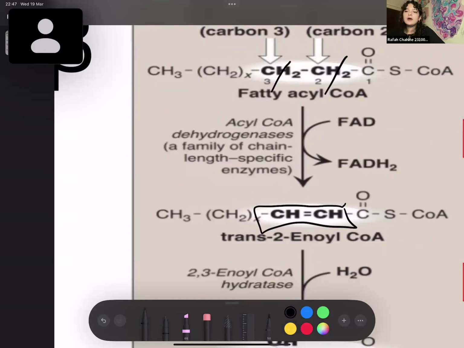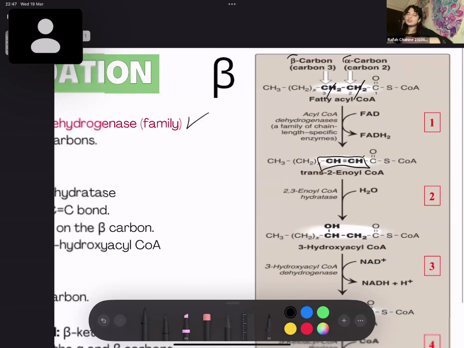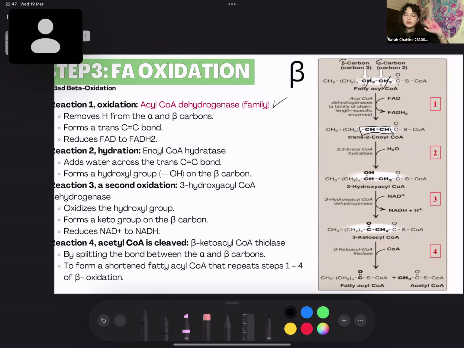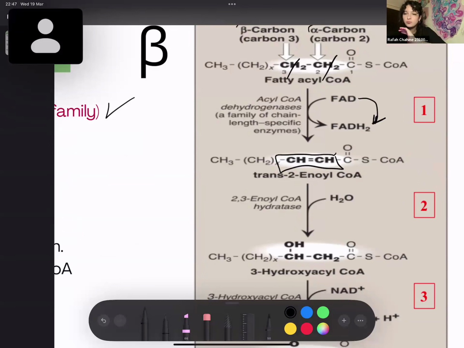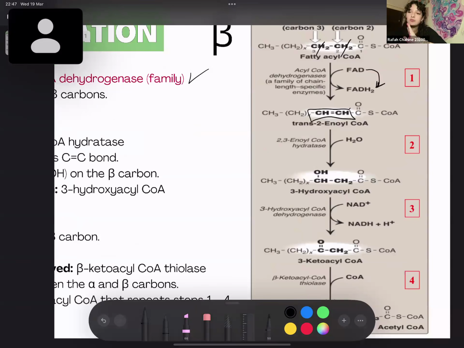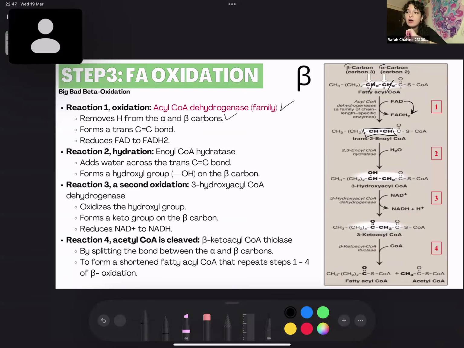But the thing is, I take out these hydrogens, where are they going to go? Meaning, they can't just be free in the blood. That's it, we're done? No, they're going to go and they are going to reduce FAD into FADH2. So we're done with two things about reaction number 1. We're done with the removal of the hydrogens from the alpha and the beta carbons, and we're done with the reduction of FAD to FADH2.